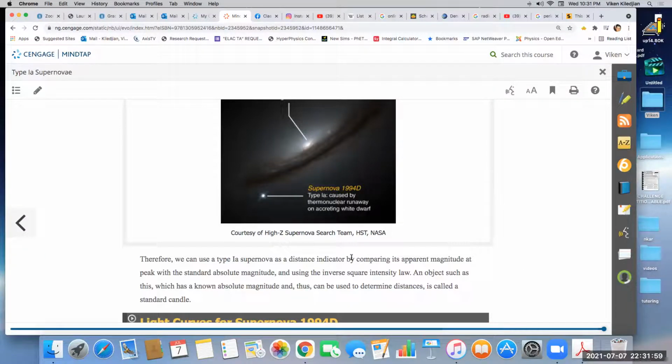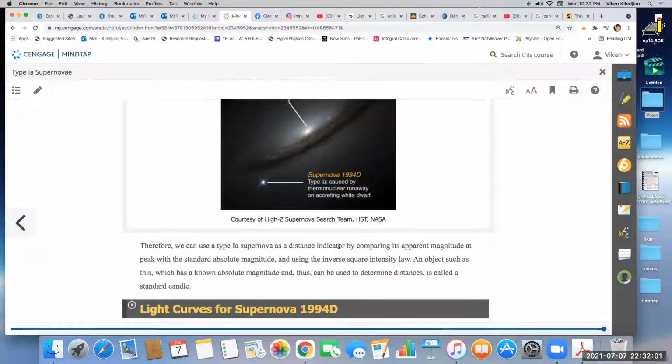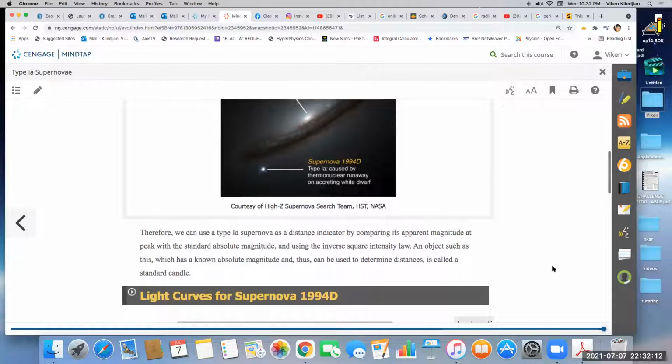Therefore, it says we can use a type 1a supernova as a distance indicator by comparing its apparent magnitude at peak with the standard absolute magnitude and using this inverse square intensity law. An object such as this, which has a known absolute magnitude and thus can be used to determine distances, is called the standard candle.